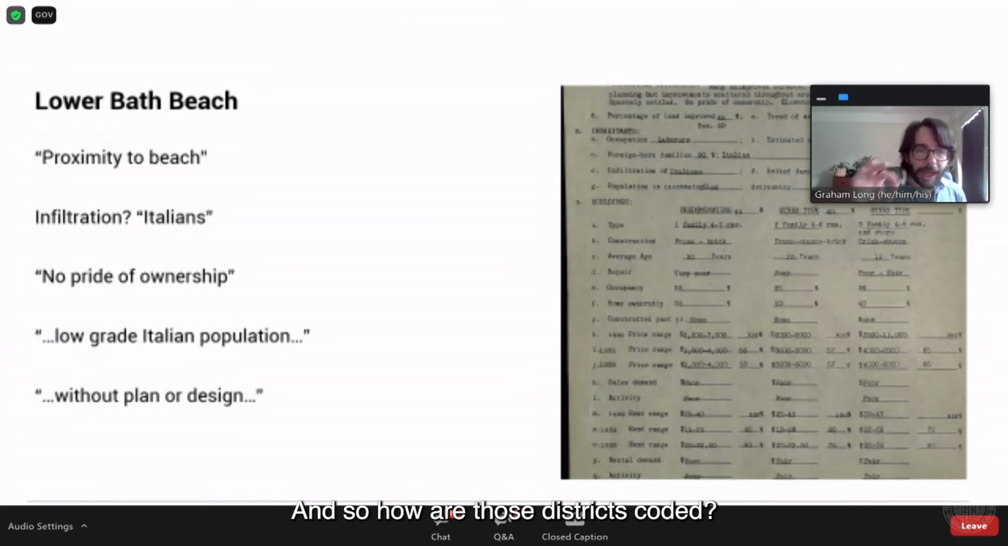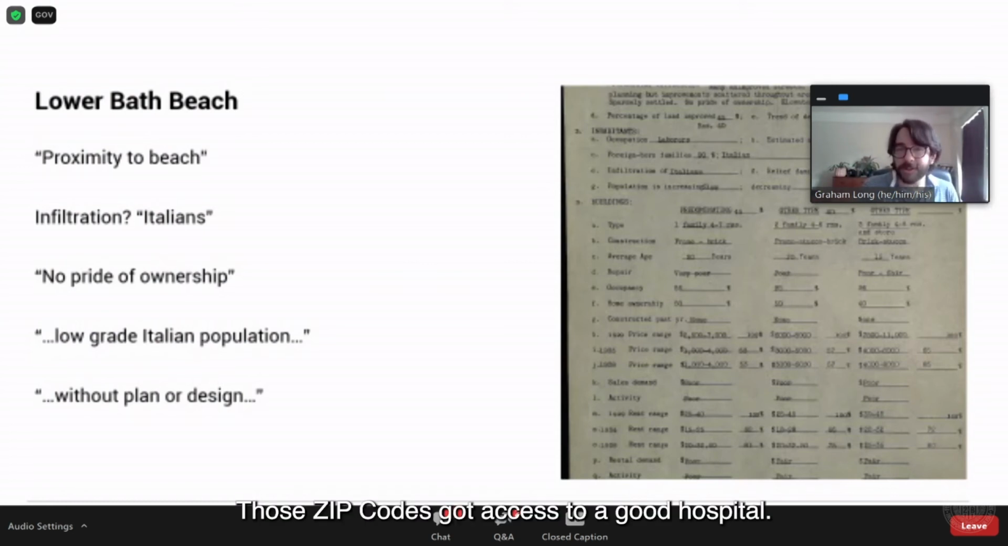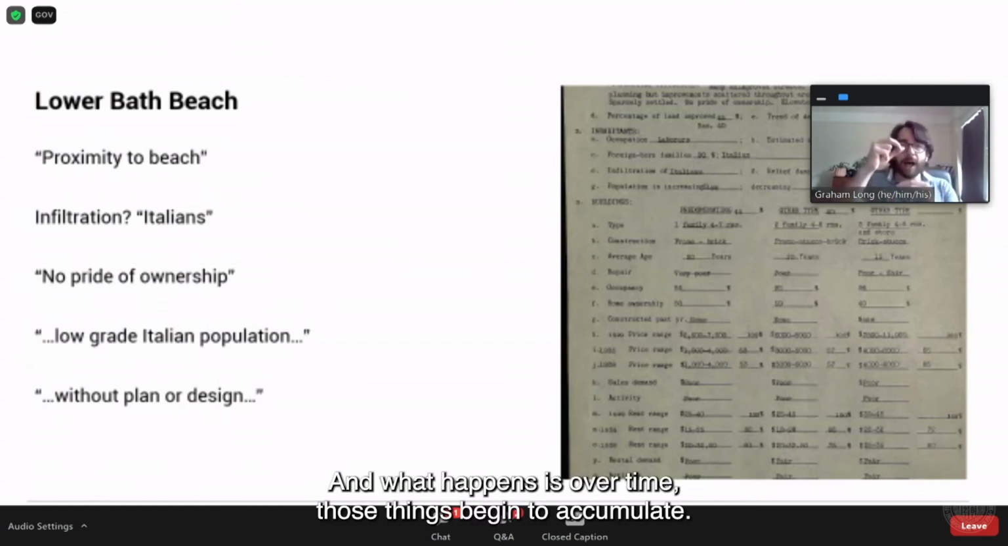And so how were those districts coded? Red. They were coded as red. And so what happened? Investment flowed elsewhere. Those zip codes got a new high school. Those zip codes got access to a good hospital. Those zip codes might have gotten a nice park. And what happens is over time, those things begin to accumulate.